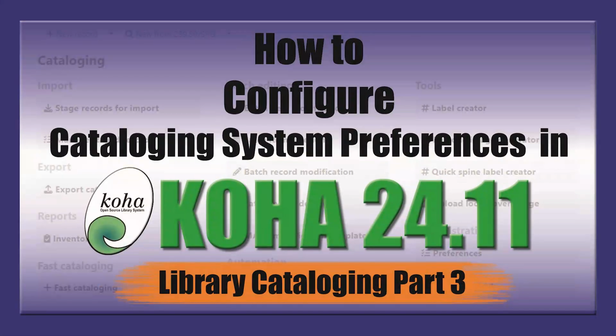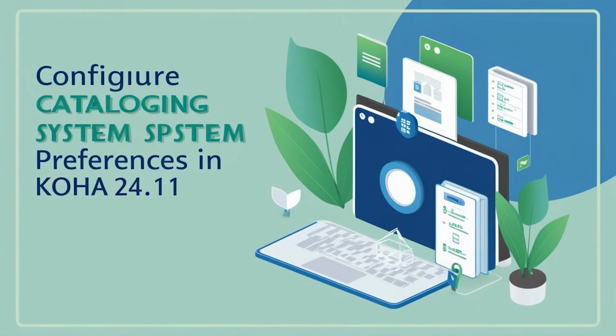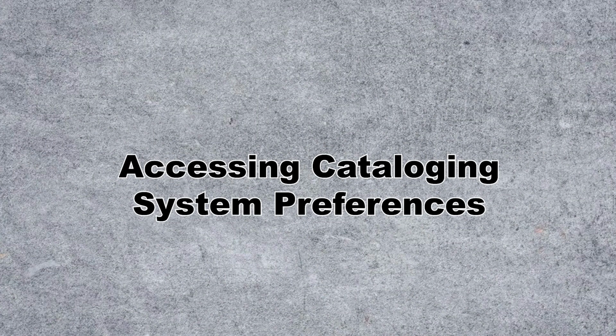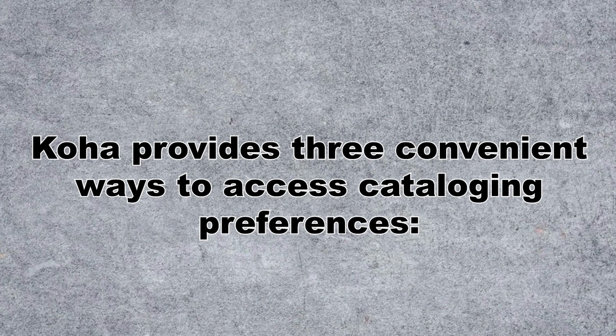In part 3 of our Koha LMS cataloging series, we'll configure system preferences that control how your catalog displays and functions. Let's begin. Accessing cataloging system preferences, ensure you have administrative privileges. Koha provides 3 convenient ways to access cataloging preferences.